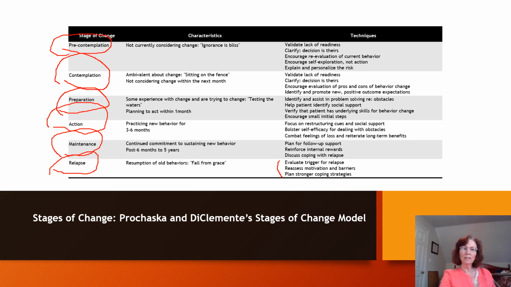We look at the stages of change model because we want our clients to understand what stage of change they are in, and we want to look at some of these techniques to help them get ready to prepare for moving to the next stage of change.